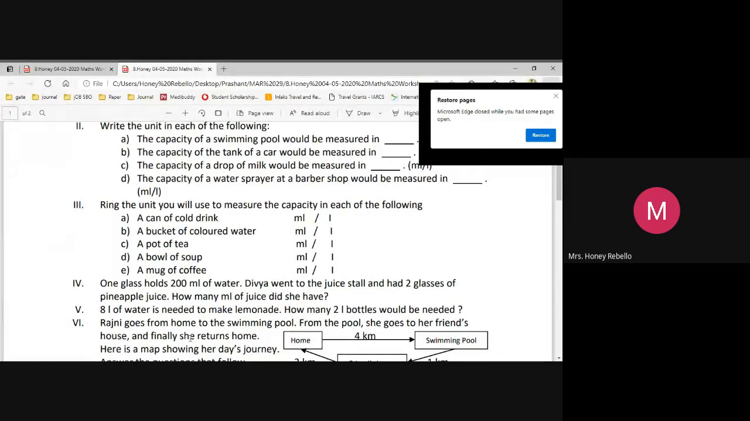Abhisha, are you there? Yes, ma'am. Okay, Abhisha. Ring the unit. You don't write anything because this worksheet is there in your mail. Ring the unit you will use to measure the capacity in each of the following. Capacity, how much it can hold. Volume.